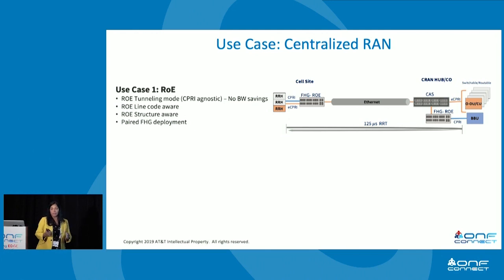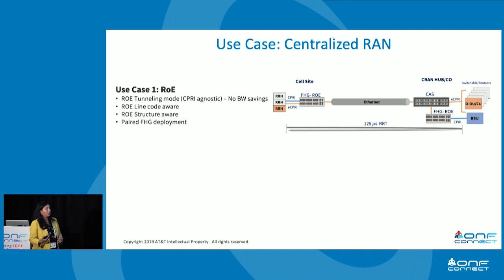CPRI in general is, you allocate the bandwidth whether you use it or not. It's pretty much a constant bit rate. So those are a few of the options that we've been looking at. These are theoretical calculations that we have made. We don't see a huge reduction in bandwidth, but it should help. But again, you're getting into the CPRI here.